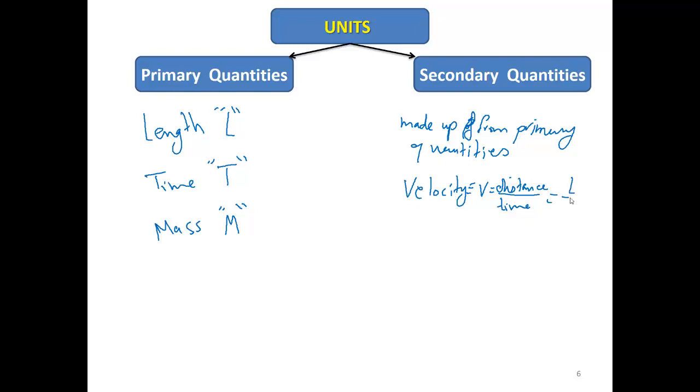So distance is length by time, so it's L times t to the negative 1, or we can simply leave it as L over t. Or, for example, if we want to know force, if we look into Newton's second law of motion, it's m times a, where a is the acceleration and m is the mass. So it's m times L over t squared, meter per second squared, so it's length per unit time squared, and that would be M L t to the negative 2.